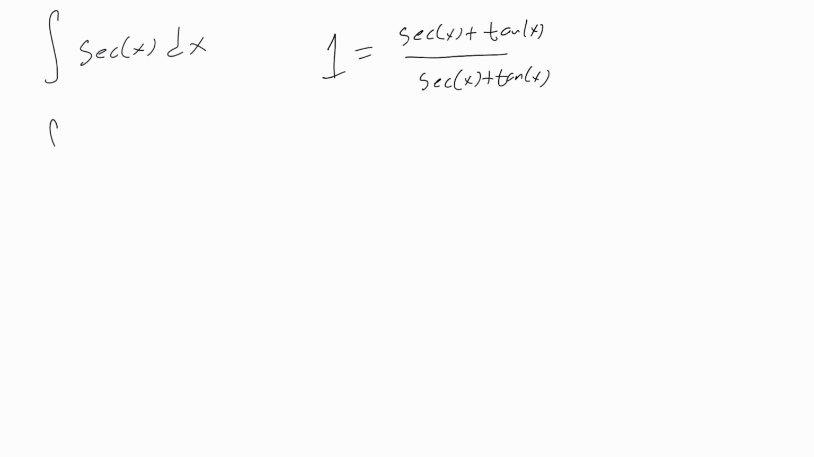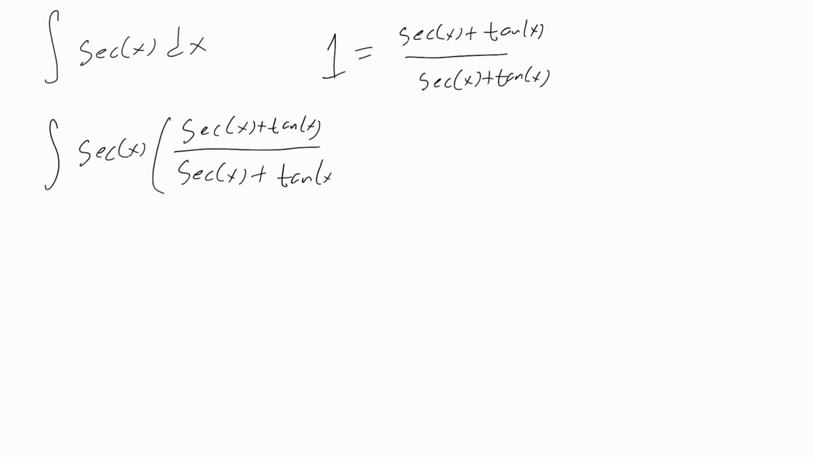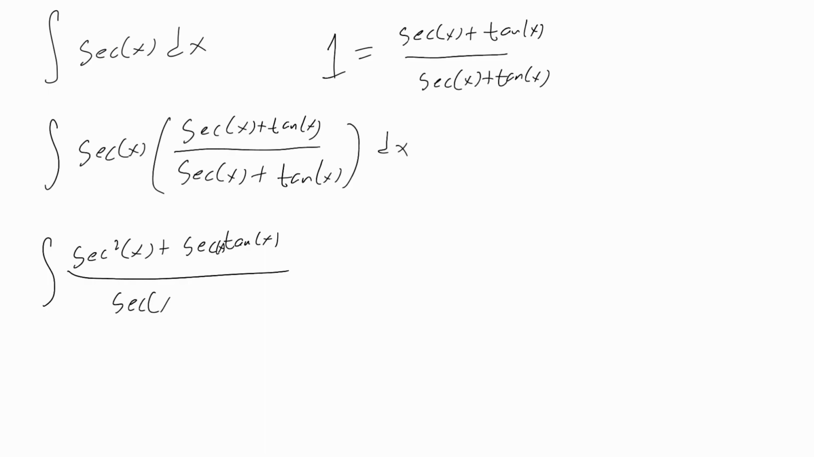So we can multiply by 1 and nothing changes. And a clever way of writing 1 is the following: secant of x plus tangent of x divided by secant of x plus tangent of x. It's a really clever way of writing 1. So my integral here can become secant times this fraction, so times secant of x plus tan x over secant plus tangent dx, which combines to be secant squared plus secant tangent over secant of x plus tangent of x dx.